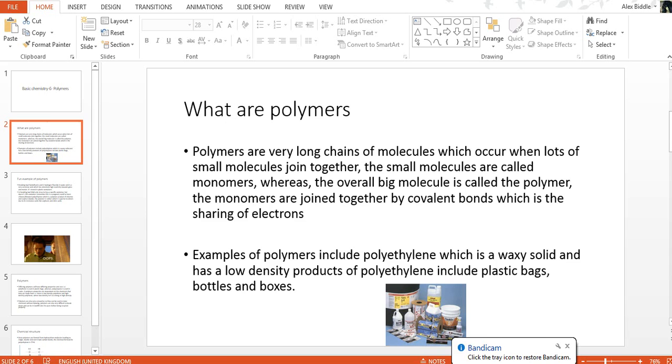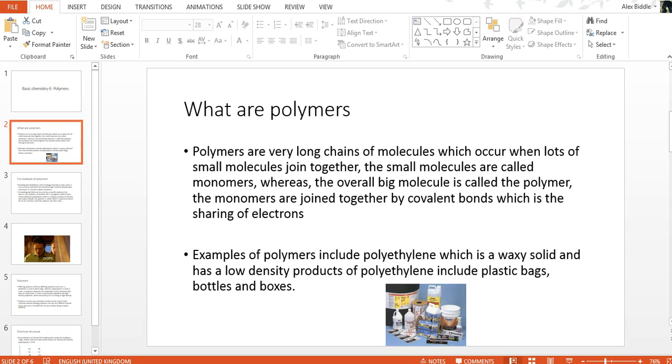What are polymers? Polymers are very long chains of molecules which occur where lots of small molecules join together, and the small molecules are called monomers. A lot of monomers join together to create one polymer, whereas the overall big molecule is called a polymer. The monomers are joined together by covalent bonds, which is the sharing of electrons.